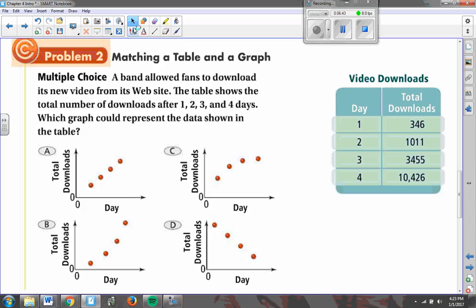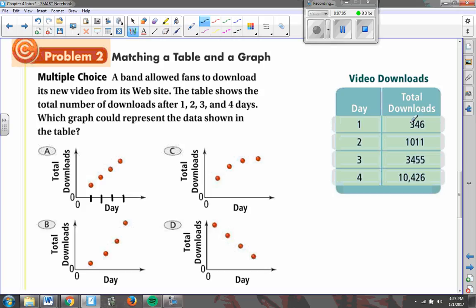Well, what we have to do is look at these numbers and see how they're related. Obviously, days 1, 2, 3, and 4 are just going up in all of these graphs, so that's not really what we're worried about. What we need to look at is how high up on the total downloads axis each of these red dots are in these 4 options that we could choose.